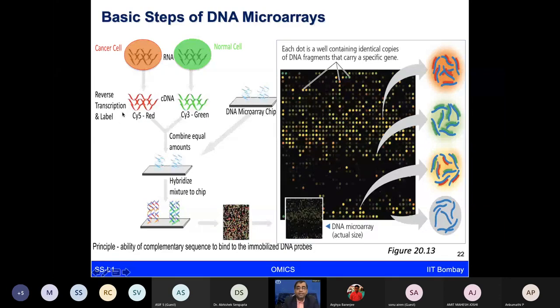So if a gene is expressed highly in the cancer cell, it will be shown in red. If it is highly expressed in the normal, it will be shown in green. I'm just giving you an example. It is not always the case.